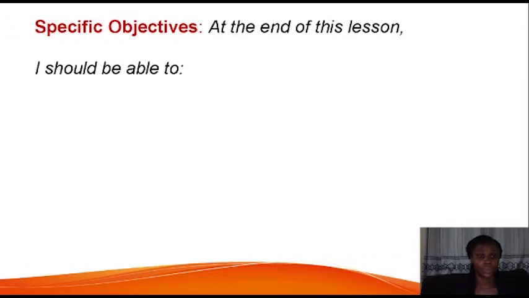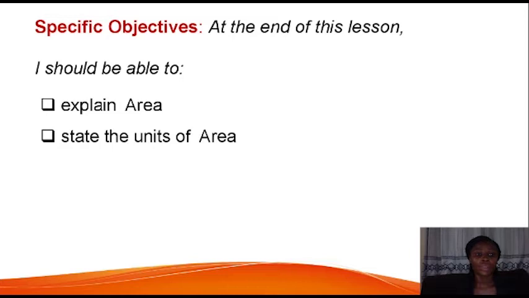And we have our objectives. These are the things we are expected to learn at the end of this class. So when we state it, we say specific objectives. At the end of this lesson, we should be able to: 1. Explain area. 2. State the units of area. So we have 2 objectives for this class.